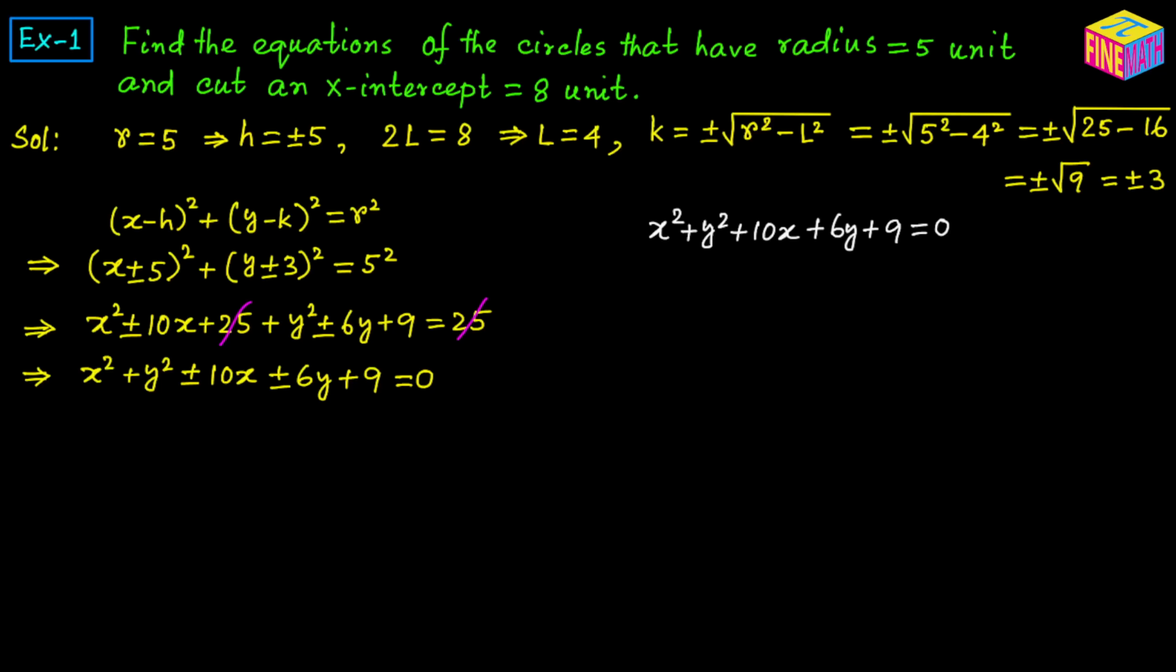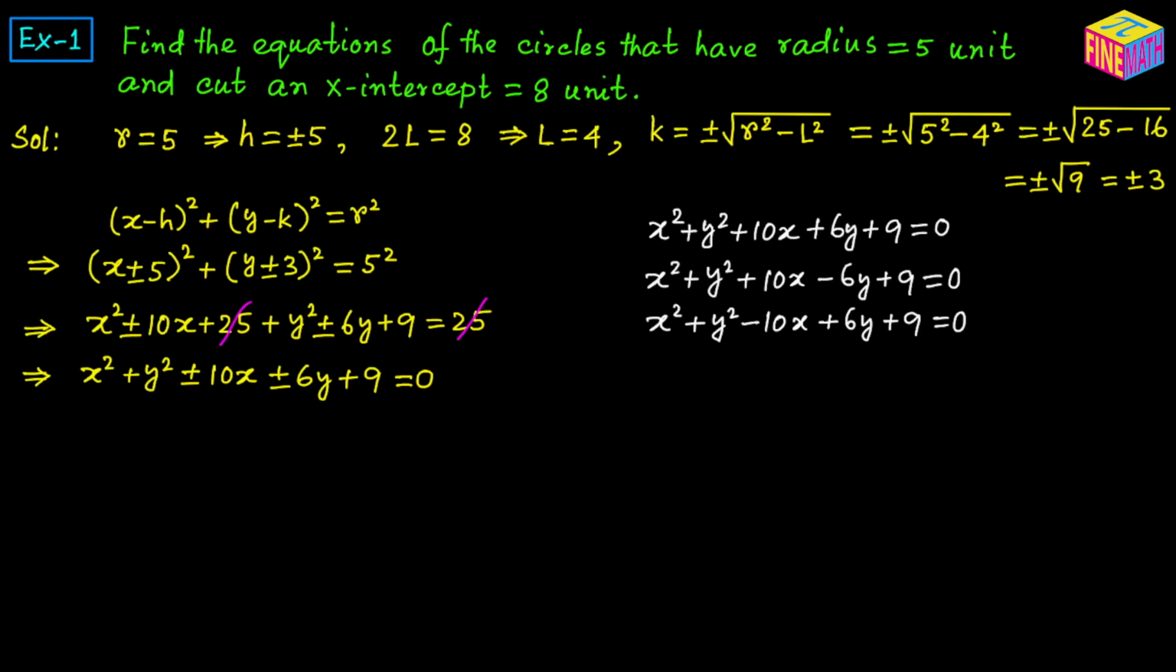If we use the plus sign for the x term and the y term, it will be x squared plus y squared plus 10x plus 6y plus 9 equals 0. And for the second equation, I am using a minus sign for the y term, so our equation looks like x squared plus y squared plus 10x minus 6y plus 9 equals 0.